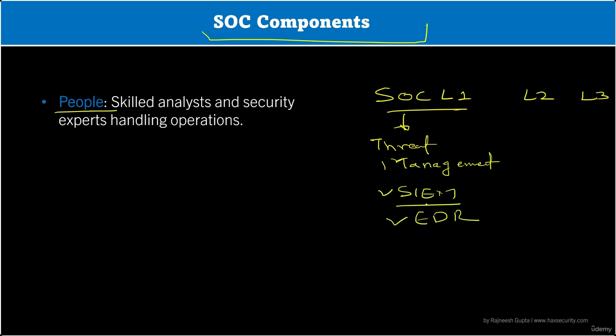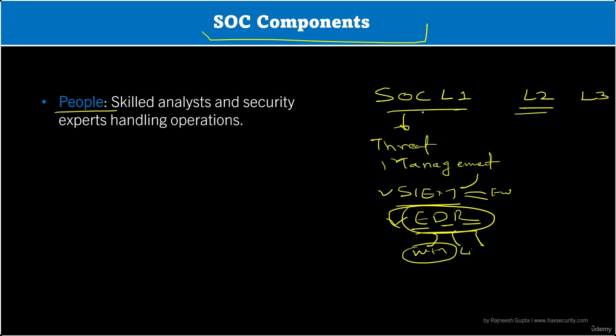SIEM is where all the events are collected from routers, switches, firewalls, and everything. EDR keeps an eye on all the endpoints, all your Windows machines, your Linux machines, and if those machines get compromised, you have an ability on the EDR, endpoint detection and response, to mitigate those alerts. Level 2 are the advanced team.